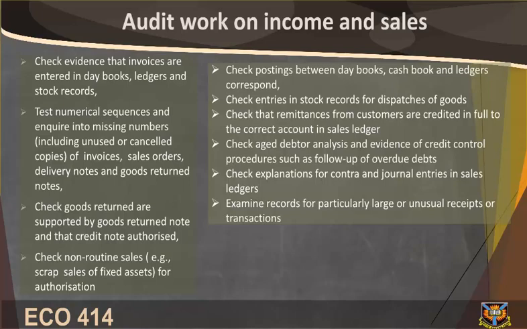Test numerical sequences and inquire into missing numbers, including unused or cancelled copies of invoices, sales orders, delivery notes, and goods returned notes. Check goods returned are supported by goods returned notes and that credit notes are authorized. Check non-routine sales, for example, scrap sales of fixed assets, for authorization.